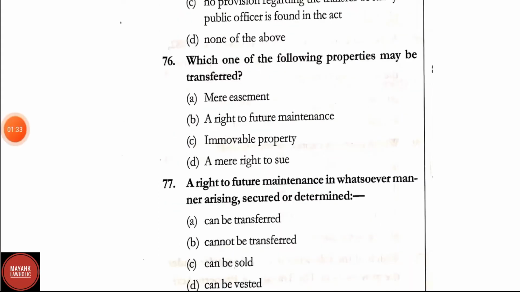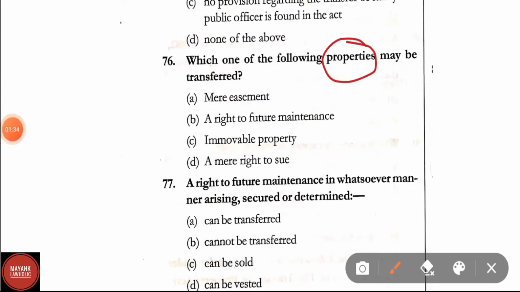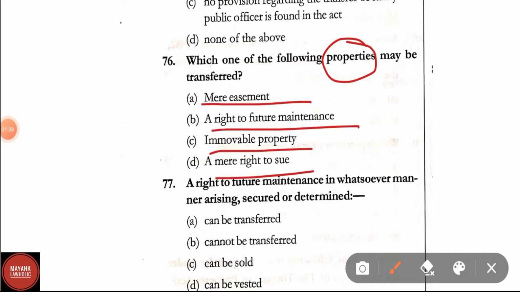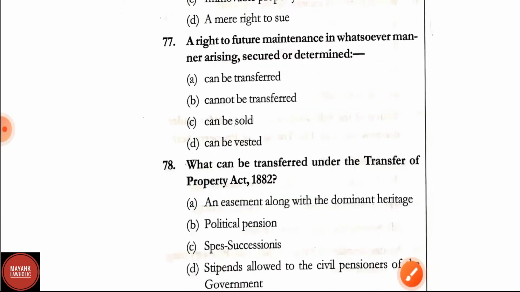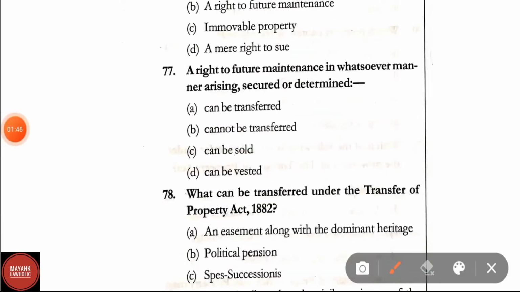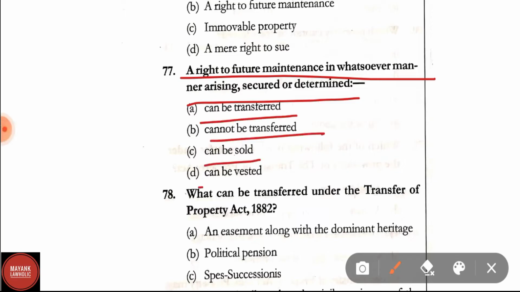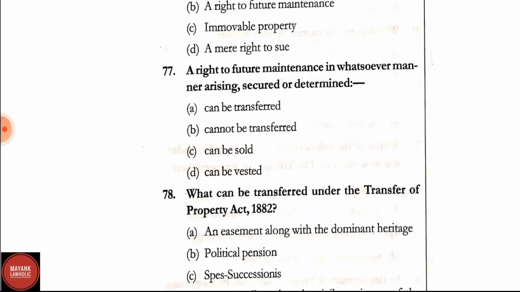Question number 76. Which one of the following properties may be transferred? Mere easement, a right to future maintenance, immovable property, a right to sue. Correct answer is option C, that is immovable property. Question number 77. A right of future maintenance in whatsoever manner arising, secured or determined can be transferred, cannot be transferred, can be sold, can be vested. Correct answer is option B, that is cannot be transferred.